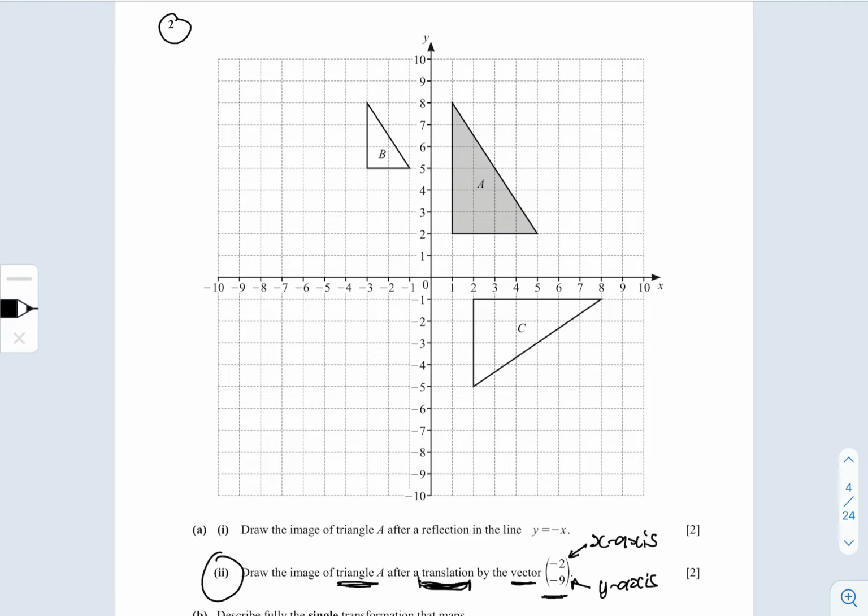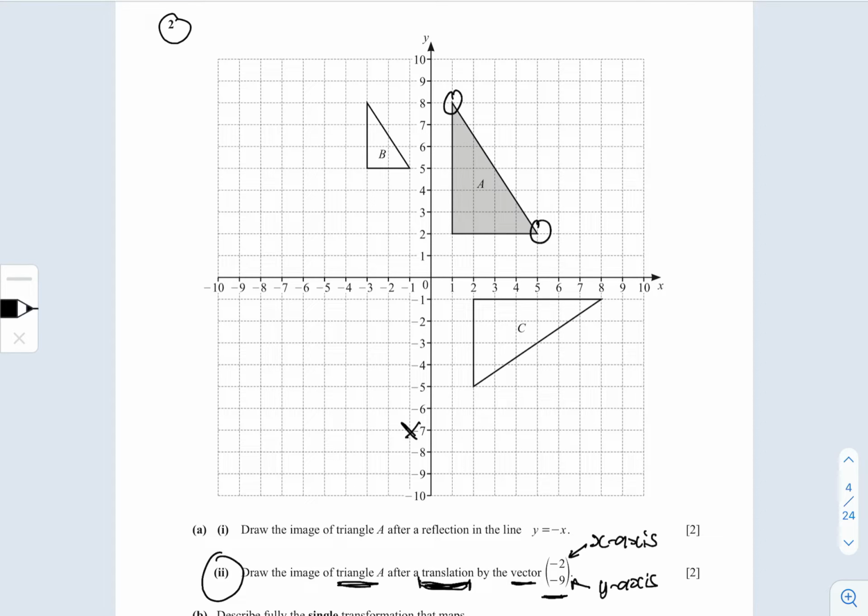because it's a translation vector. So if we take all 3 points of this triangle, the first one here, 1, 2, it would go 2 to the left, and then 1, 2, 3, 4, 5, 6, 7, 8, 9 down. Therefore, it will be -1 and -7 as the first point.